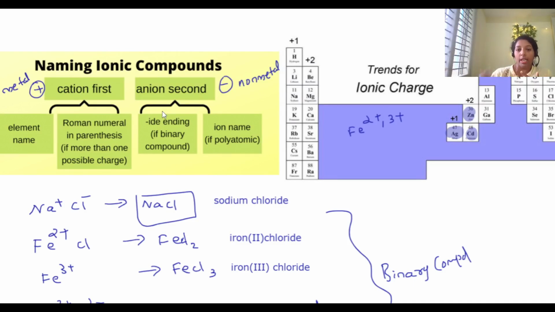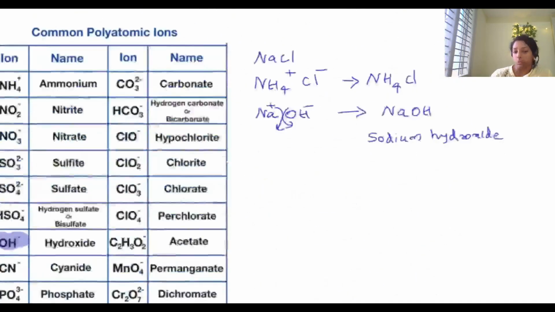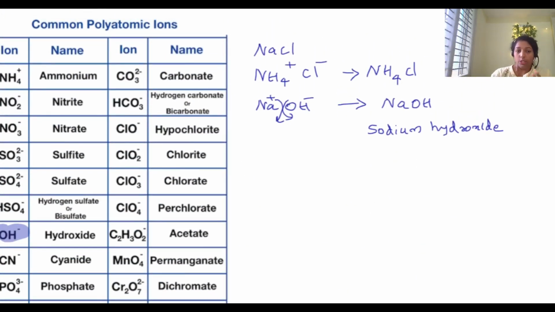So the element name and Roman numeral, the parenthesis, are needed only if the element has multiple states possible. And then the anion with the ide ending you can use, but if the anion is a polyatomic ion, then use the ion name. That's the rule. Now I think it's clear. The problem is you need to memorize all these polyatomic ions. Whenever we say ammonium, you should know that NH4 plus is ammonium. Awareness is needed.